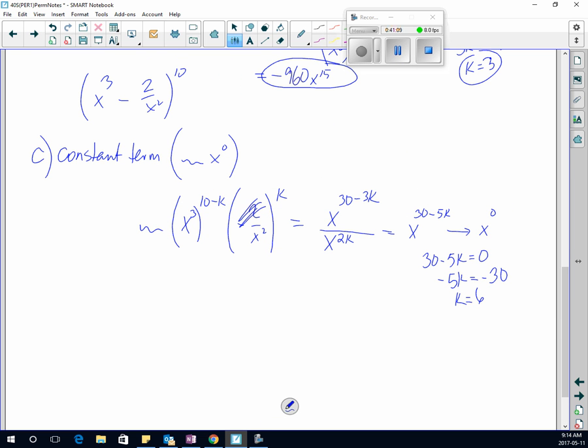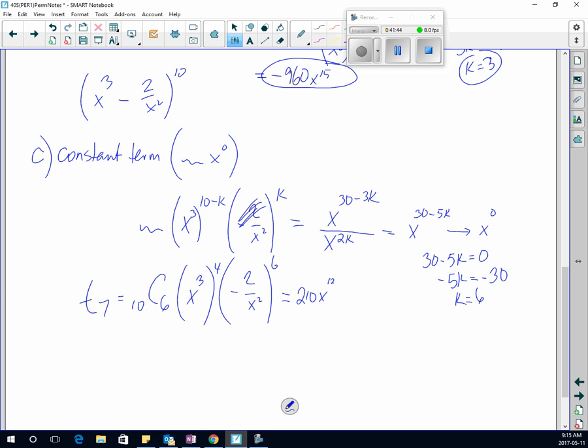So term 7 equals 10ck, 10c6. The first term, which is x cubed to the power 4, n minus k. The second term, which is minus 2 over x squared, and that's to the power k. So what's 10c6? X to the power 12. Is everybody good so far?